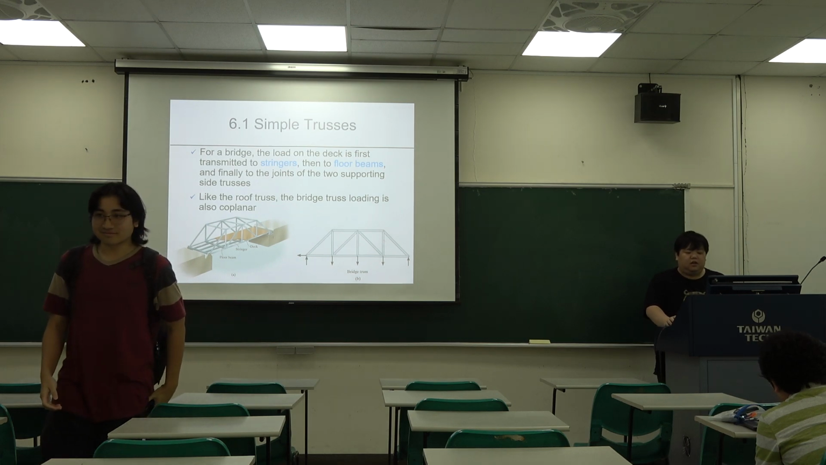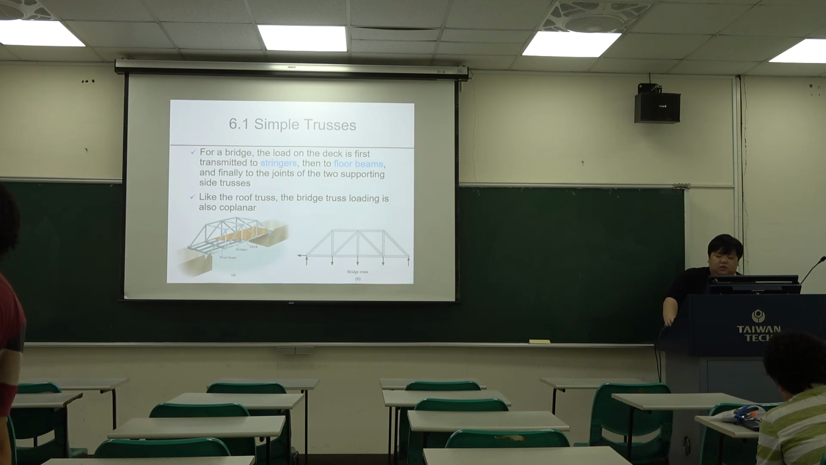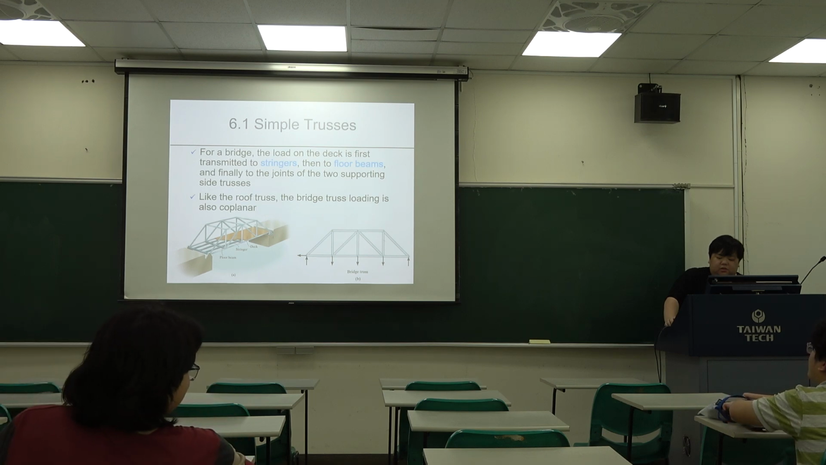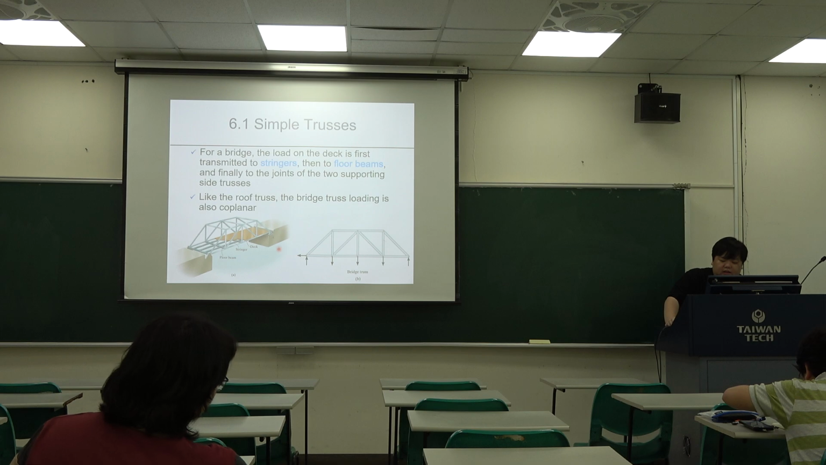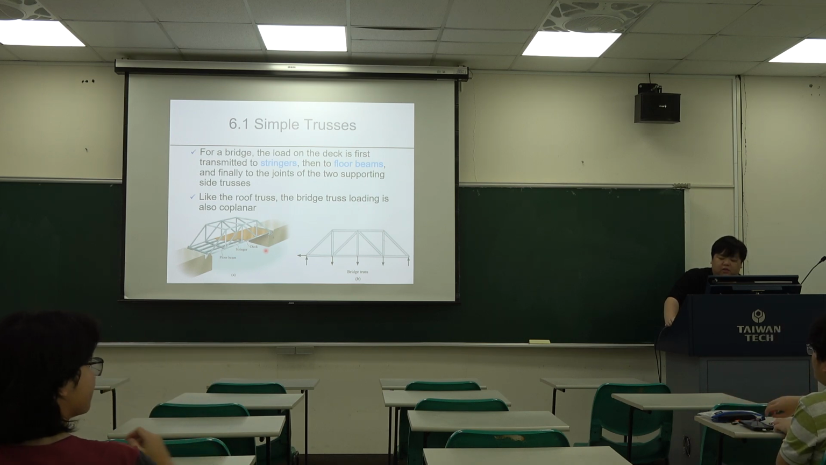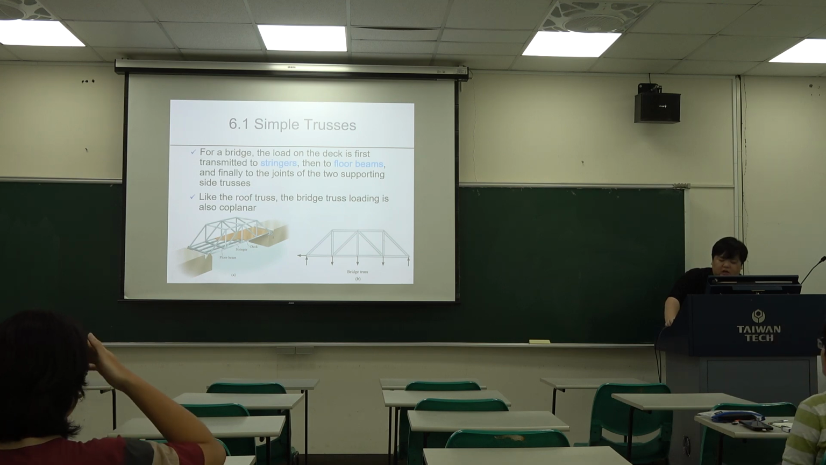Okay, the first thing introduced is the simple trusses. For a bridge, the load on the deck is first transmitted to stringers, then the floor beam, and finally to the joint of the two supporting side trusses, like a roof truss. The bridge truss loading is also coplanar.